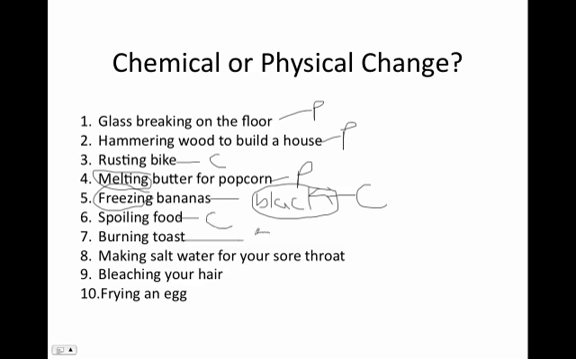Burning toast is chemical. You can't get the toast back. Making salt water for your sore throat, that's dissolving. Dissolving is a physical process. Bleaching your hair white, that's chemical. Frying an egg is also chemical because you've altered the egg and there's no way you can get it back.